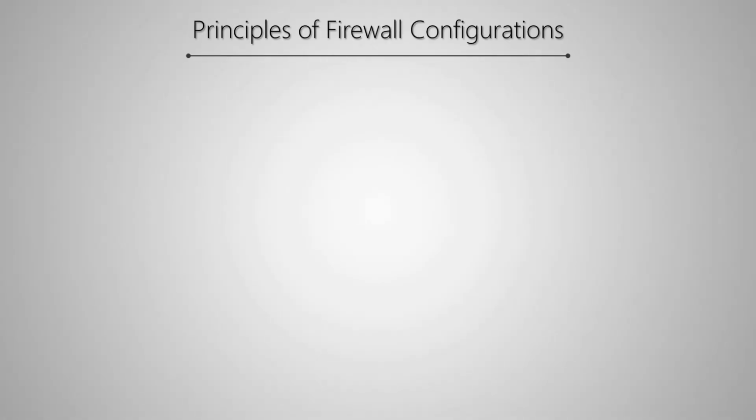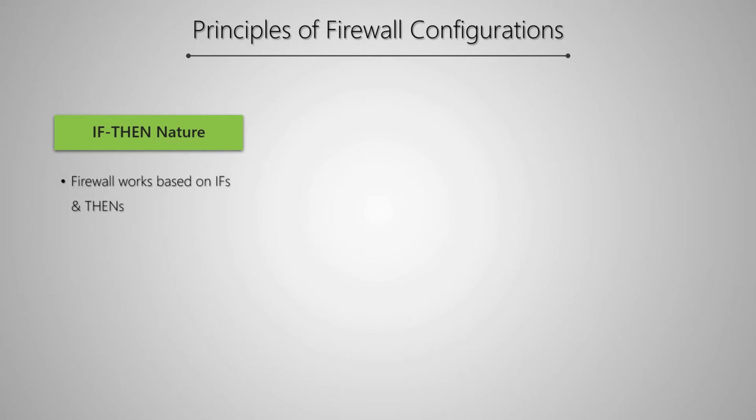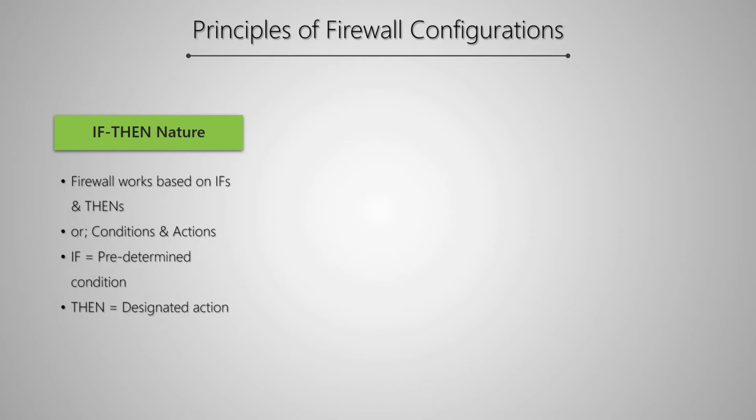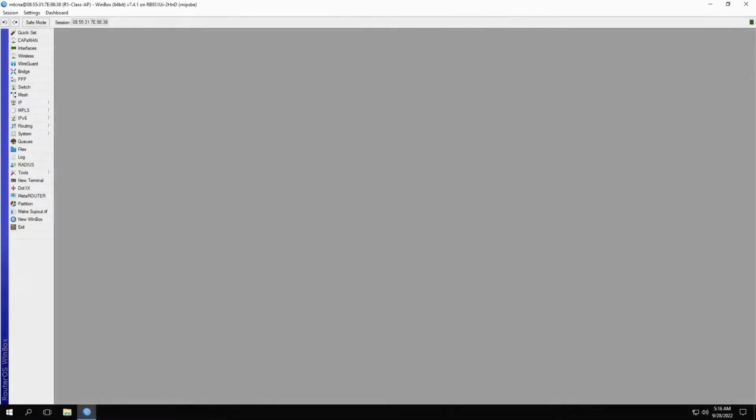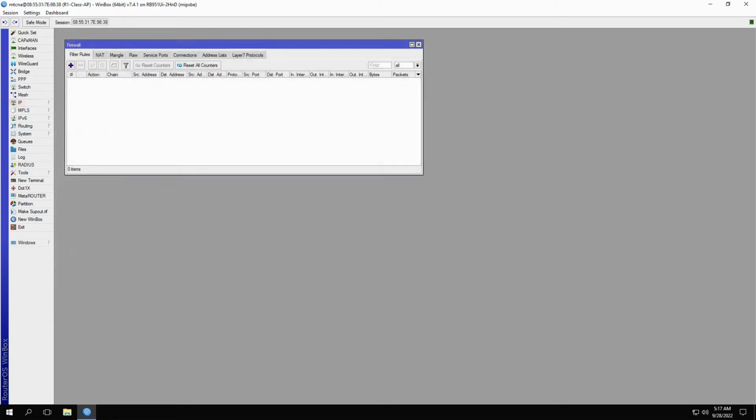When we talk about firewall configurations and filters, you should know that they work based on three foundational principles. The first is that firewall configurations have an if-then nature. This means that firewall rules work based on a number of ifs and thens, or in other words, conditions and actions. So whenever you're creating a firewall rule, you will determine a set of ifs or conditions that lead to certain thens or actions. When you go to Winbox, from the IP menu and the firewall submenu, you can access the firewall window to create new firewall filter rules.